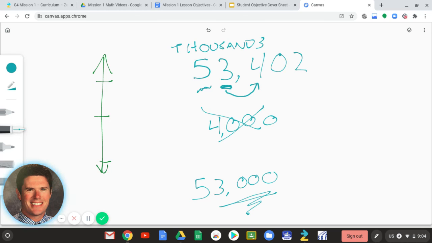So we're working on those rounding skills today. Again, you can use the vertical number line if you feel more comfortable with that. If you want to use this shortcut, that's okay too. You're just looking at the number directly to the right of whatever place value you're rounding to. And if it's 5 or above, you round up. If it's less than 5, you round down.